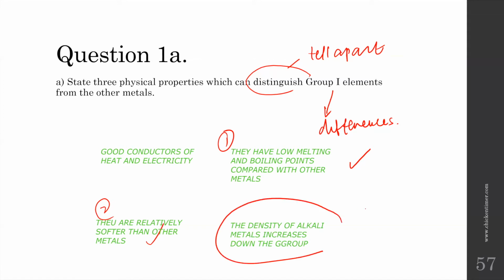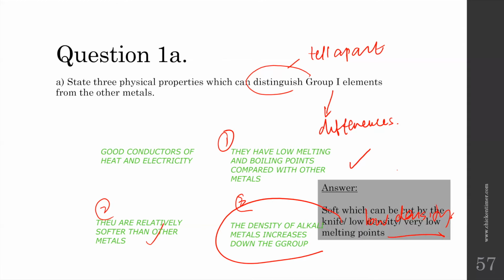This one, you can say that they have low densities. Third one, you say that group 1 metals have low density. Because the other one you say is softer, then they have low melting and boiling points compared to others. So they have low density compared to other metals. If soft can be cut by a knife, then they're low density, they have low melting point.